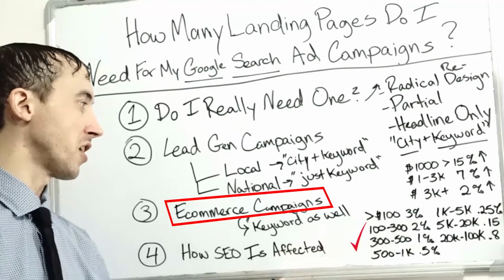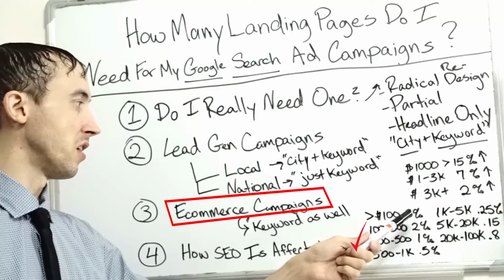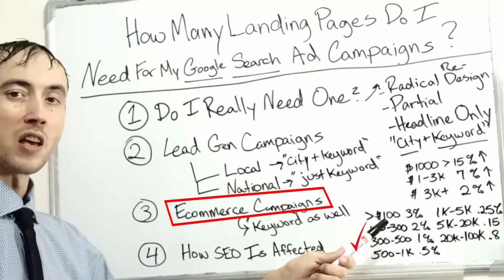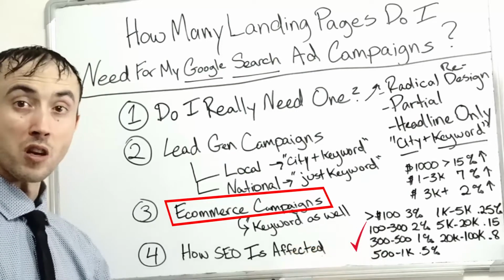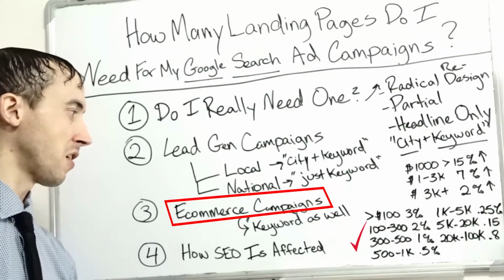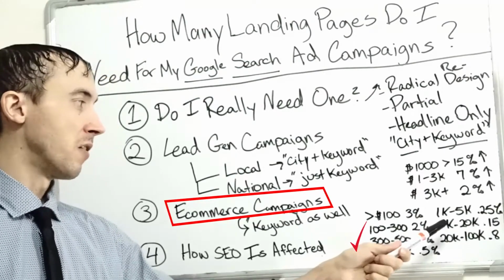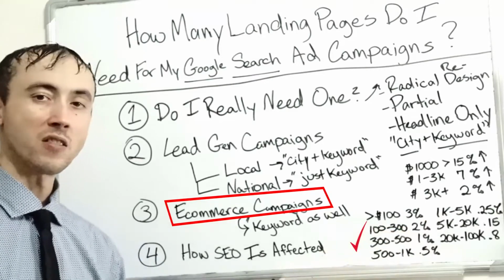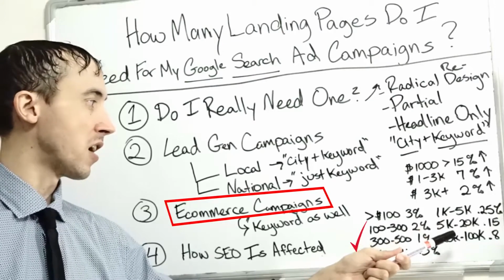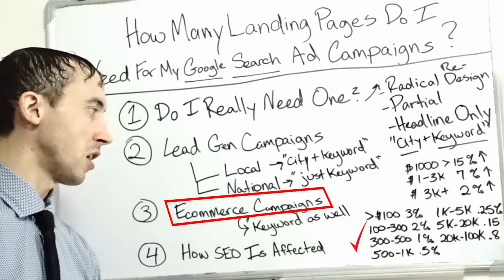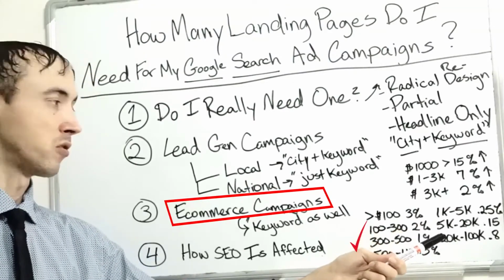If what you sell on your e-commerce site is less than $100, your conversion rate should be at least 3%. If what you sell is between $100 and $300, roughly, it should be more than 2%. If it's between $300 and $500, it should be more than 1%. If it's between $500 and $1,000, it should be at least 0.5%. If what you sell is between $1,000 and $5,000, it should be at least 0.25% converting to a sale. If what you sell is between $5,000 and $20,000, you should be at least at 0.15% to a sale.